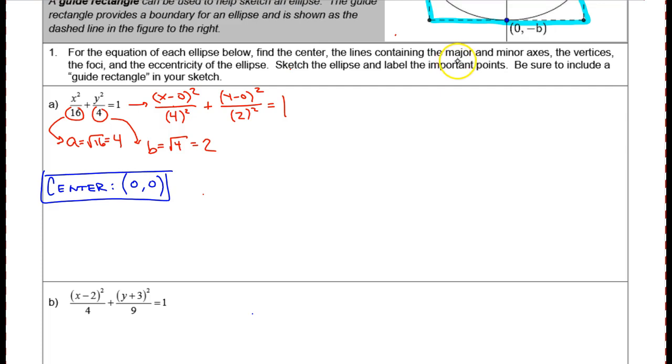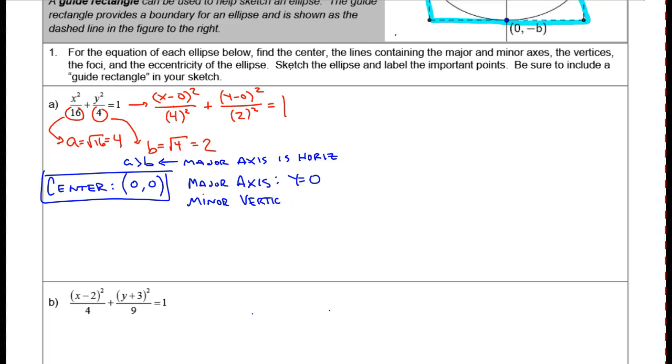Then we're asked to find the lines containing the major and minor axes. Well, we can look here and compare a and b. Since a is greater than b, that means our major axis is horizontal. If our major axis is horizontal and it goes through the origin, that means we have an equation of y equals 0.